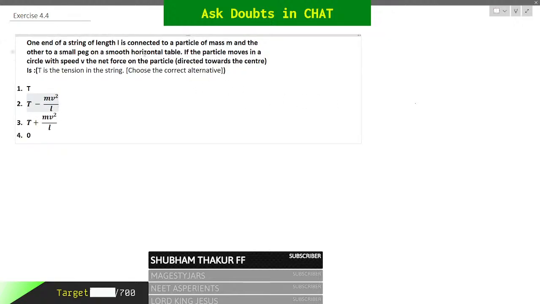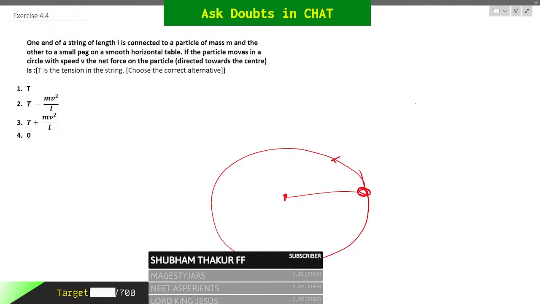In this question, we have one end of a string of length L connected to a particle of mass m, and the other to a small peg on a smooth horizontal table. If the particle moves in a circle with constant speed v, the net force on the particle directed towards the center is. So we have to give the net force when a particle is rotating on a table. Let us assume that this is the center of rotation and this is the particle, and it is rotating like this. We have to give the net force on the particle, given that T is the tension in the wire.